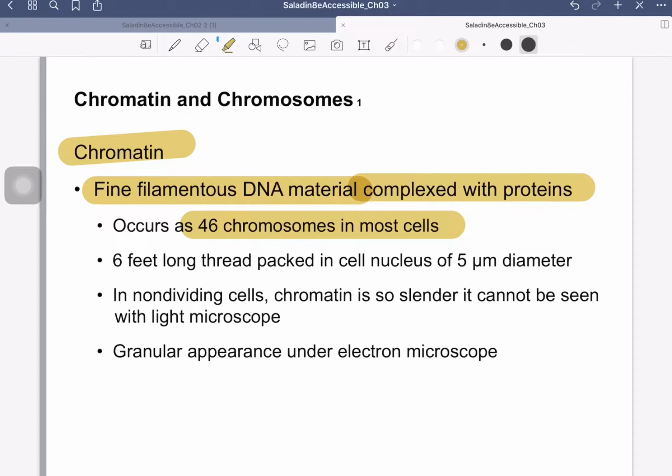Now, unfortunately, or maybe fortunately, in a non-dividing cell, the chromatin is so thin you can't see it with a light microscope. And even under an electron microscope, it just looks sort of granular.